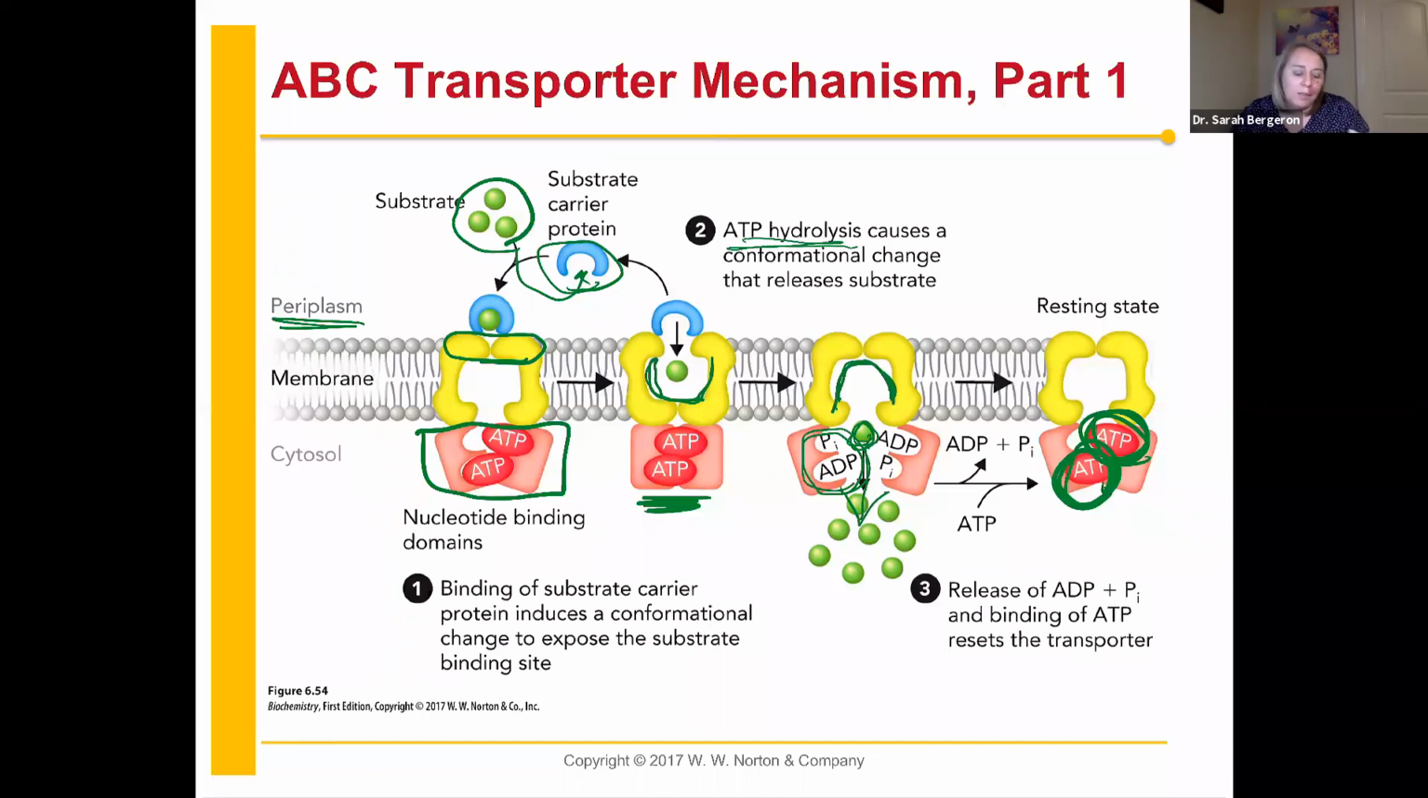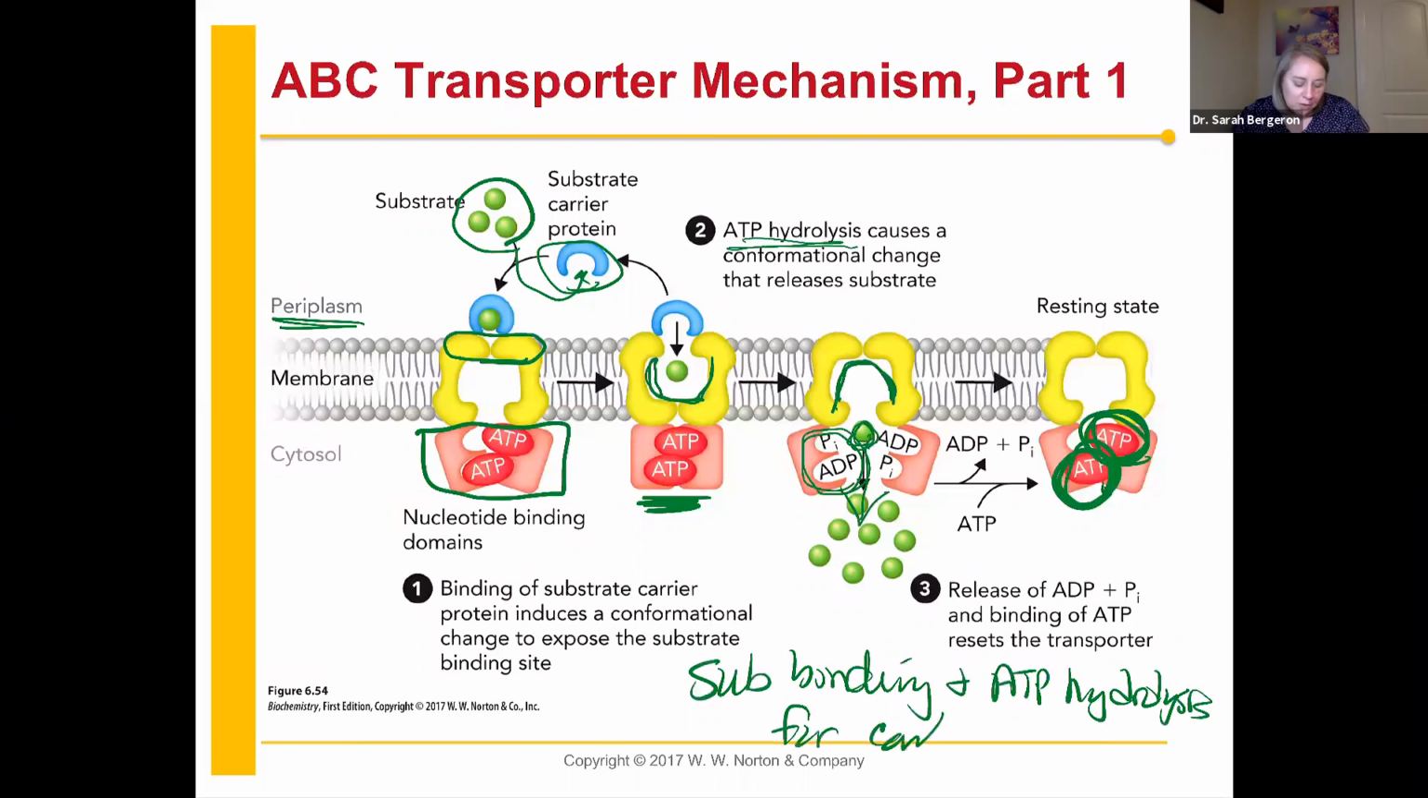So in all of our ABC transporter proteins, we need both substrate binding and we need ATP hydrolysis to induce our conformational change. So you need substrate binding and you need ATP hydrolysis for conformational changes.